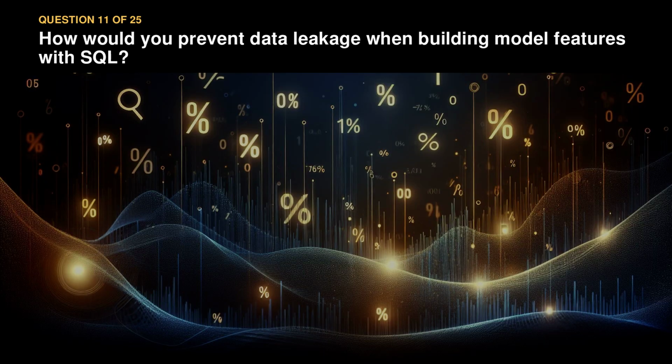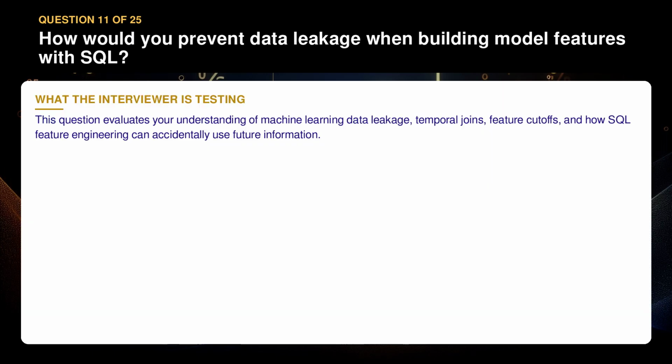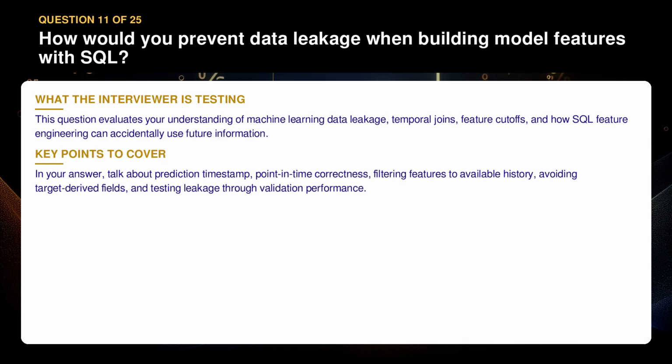Question 11. How would you prevent data leakage when building model features with SQL? This question evaluates your understanding of machine learning data leakage, temporal joins, feature cutoffs, and how SQL feature engineering can accidentally use future information. In your answer, talk about prediction timestamp, point-in-time correctness, filtering features to available history, avoiding target-derived fields, and testing leakage through validation performance.